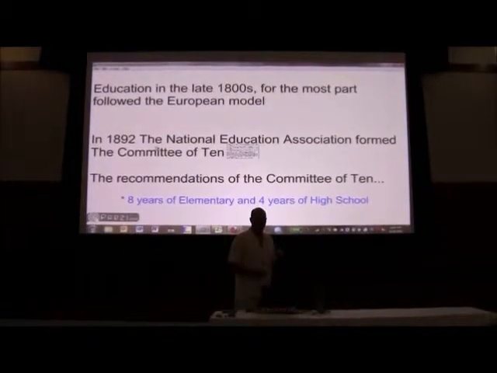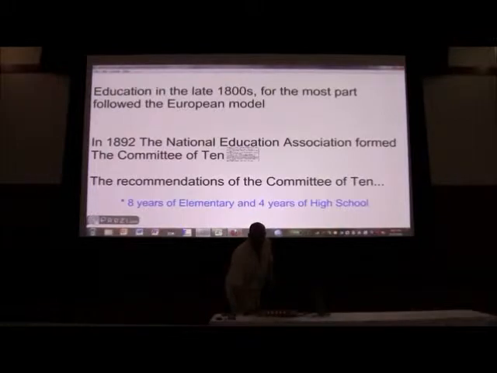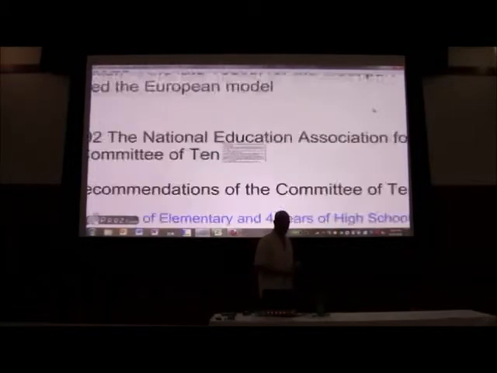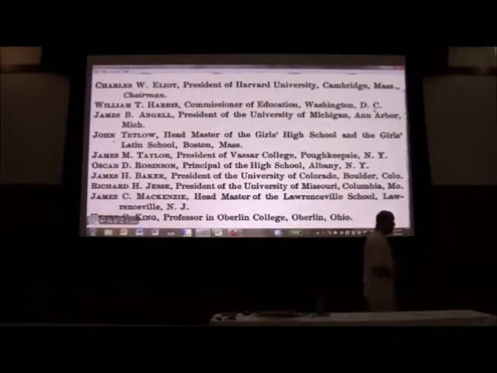So in 1892, the National Education Association formed the Committee of 10, and this is the list of the Committee of 10. The chairman was Charles Eliot, the president of Harvard at the time. These 10 men, all men, were from universities, presidents of universities, principals of private schools, and only one was a principal of a public school.